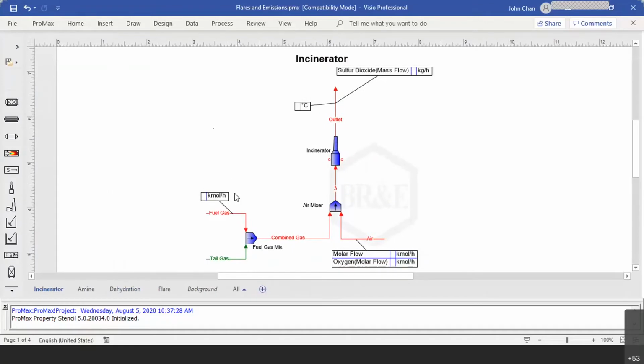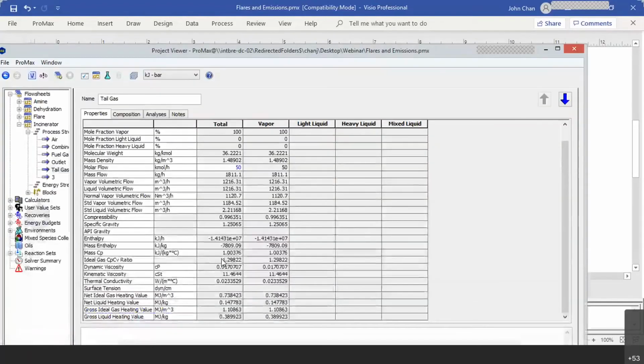Okay, we have the waste gas stream. In this case, we have the tail gas, and this tail gas is actually coming from your sulfur recovery unit. It can also be an acid gas that is coming from your amine regenerator. Okay, let's take a look at the composition of this tail gas.